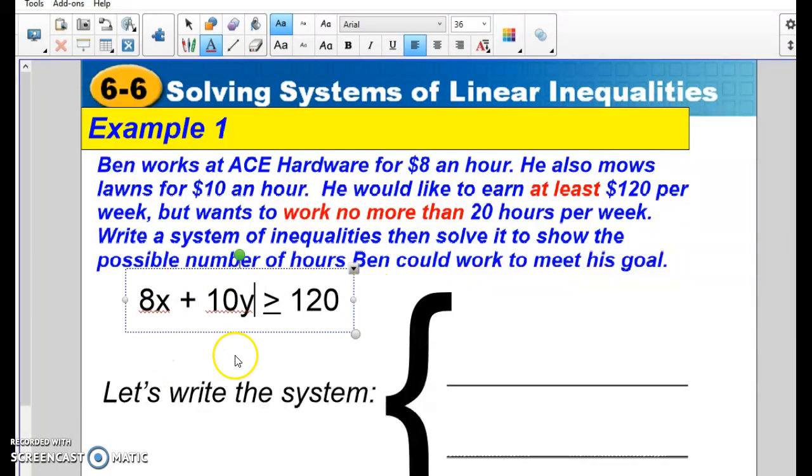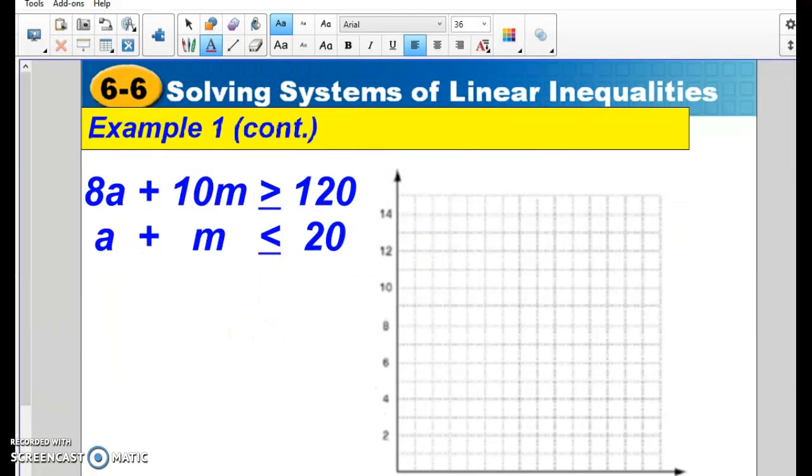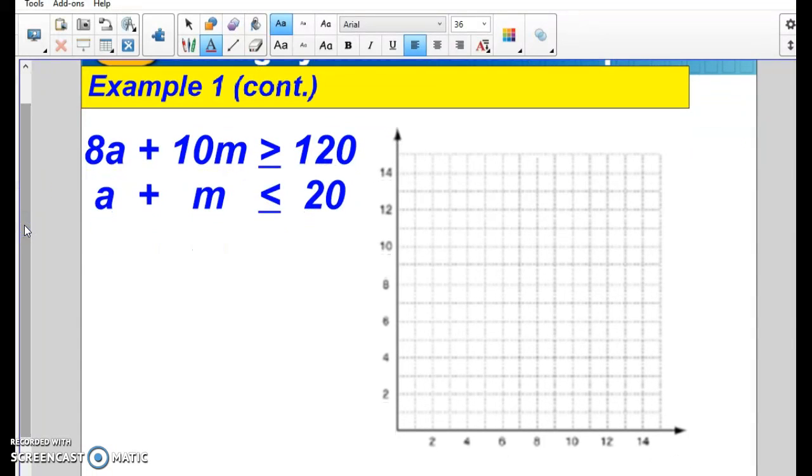And then kind of the same thing, but he doesn't want to work more than 20 hours in a week. So his hours from his first job and his hours from his second job cannot be more than 20 hours a week. So then here are our equations. We would solve for y, there it is, and then we would just graph it. And then we can come up with some possible solutions of how he can work less than 20 hours a week, but still make more than $120.